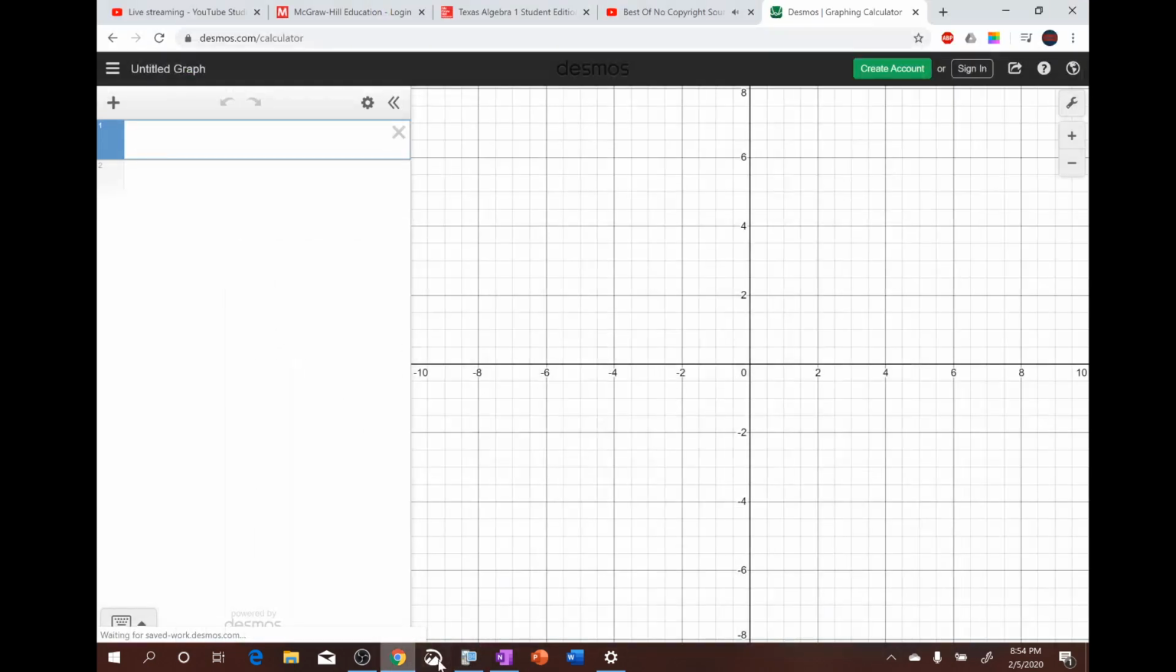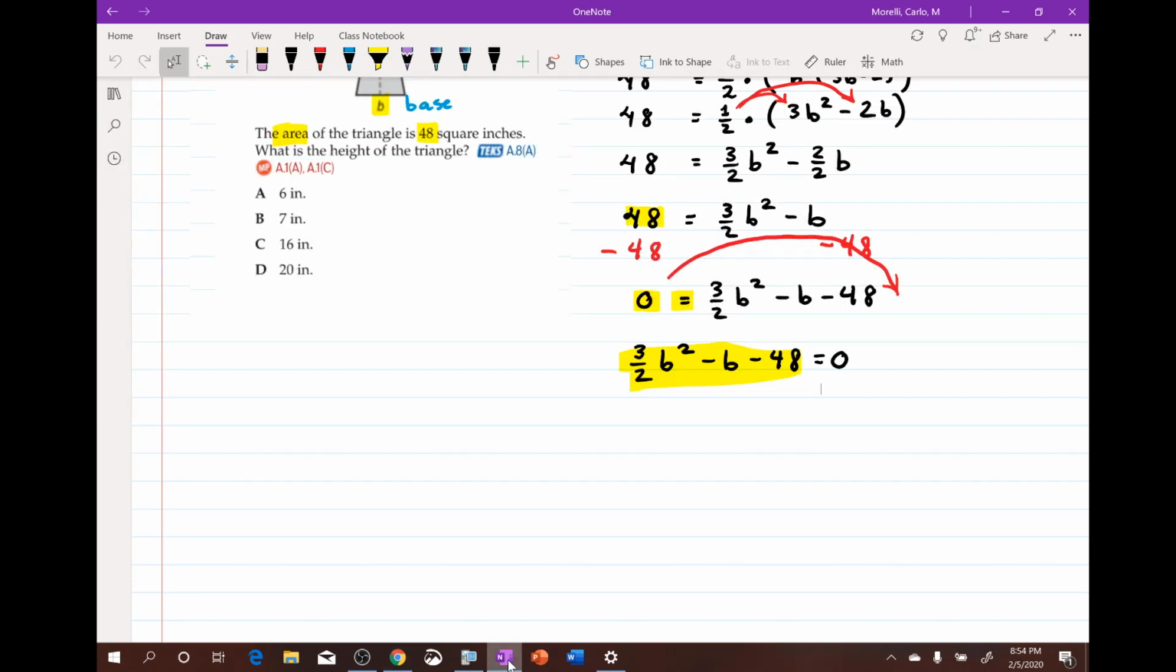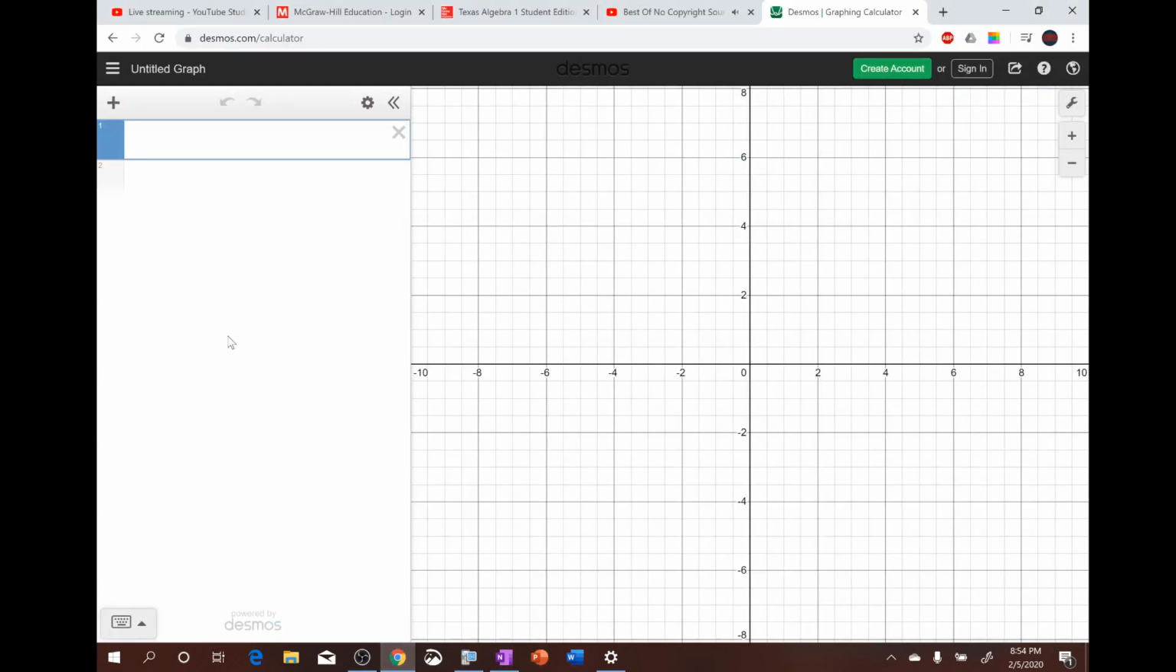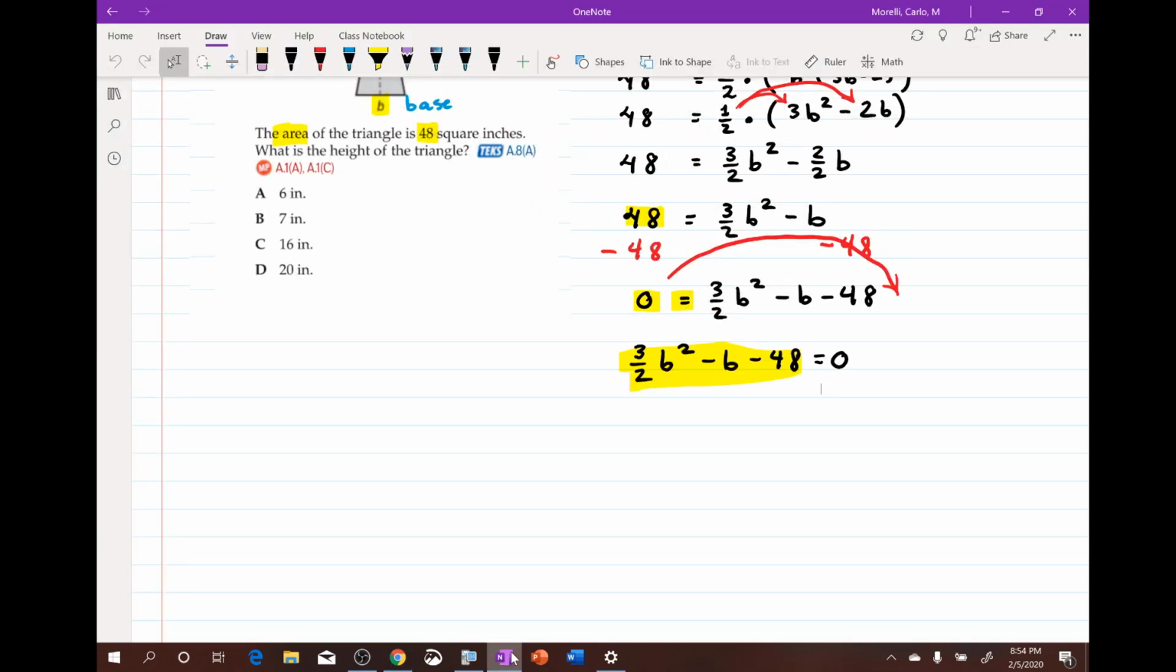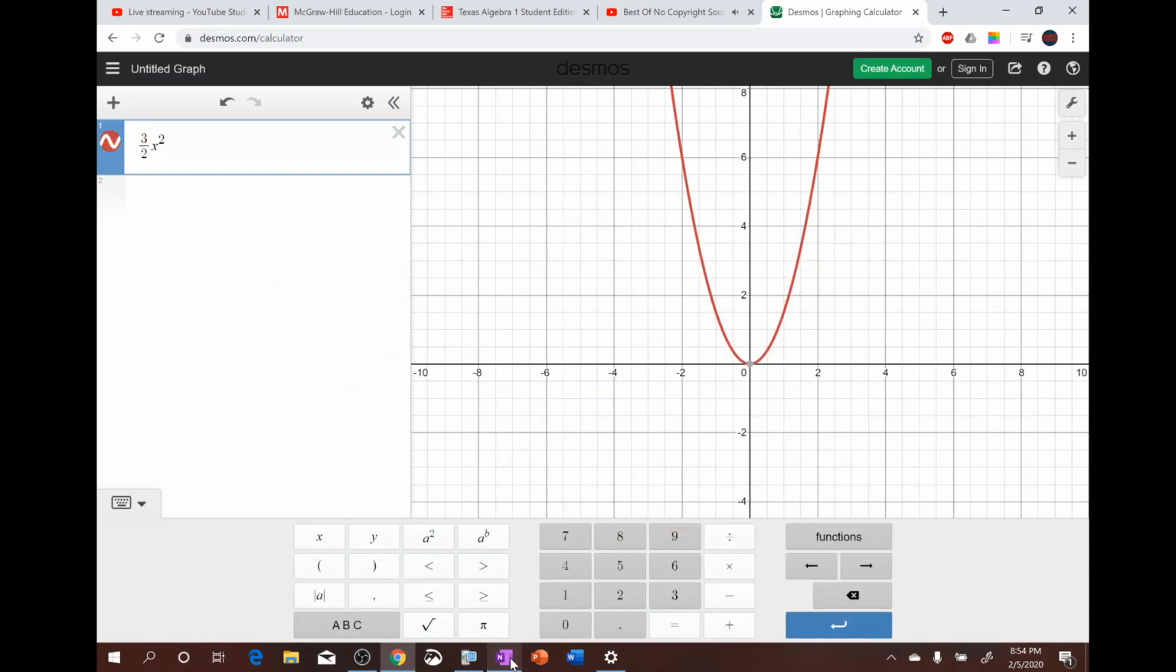So, 3 halves b squared minus b minus 48. Here we go. So we're going to type in 3 halves, and we'll have to use x squared minus x minus 48. Okay, minus x minus 48.